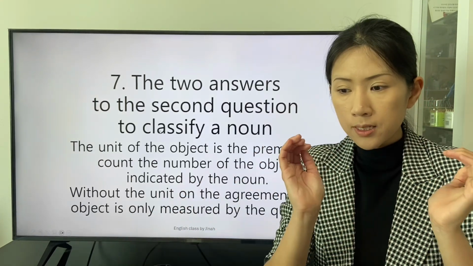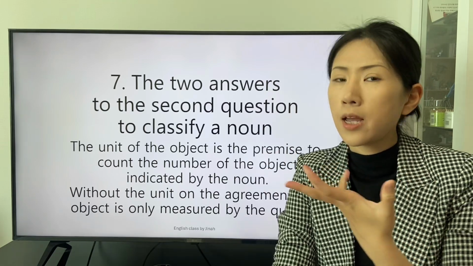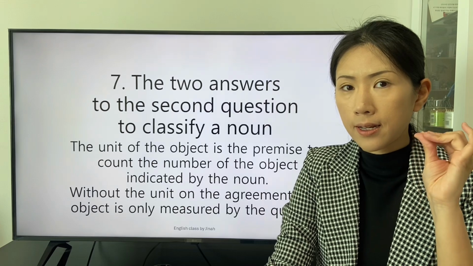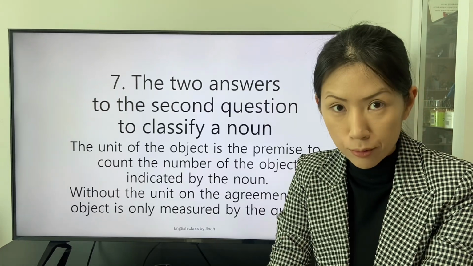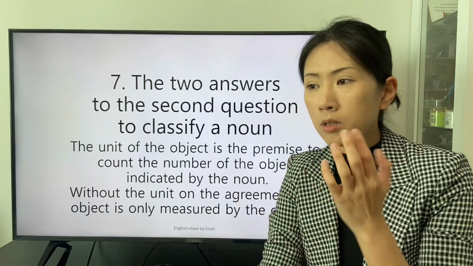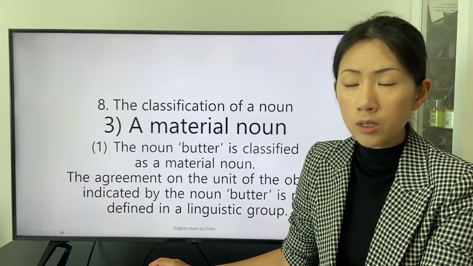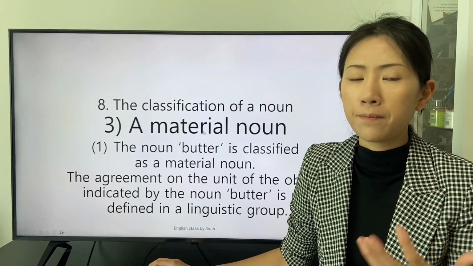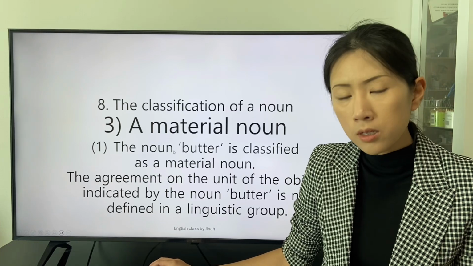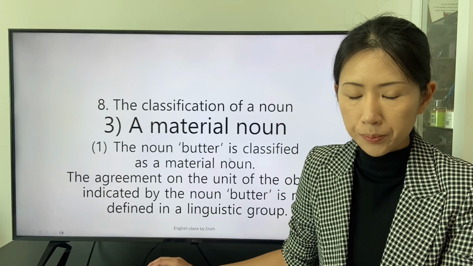The object whose unit is not agreed is classified as a material noun. The object indicated by the material noun has the physical existence. The first example of the material noun is butter. The noun butter is classified as a material noun.